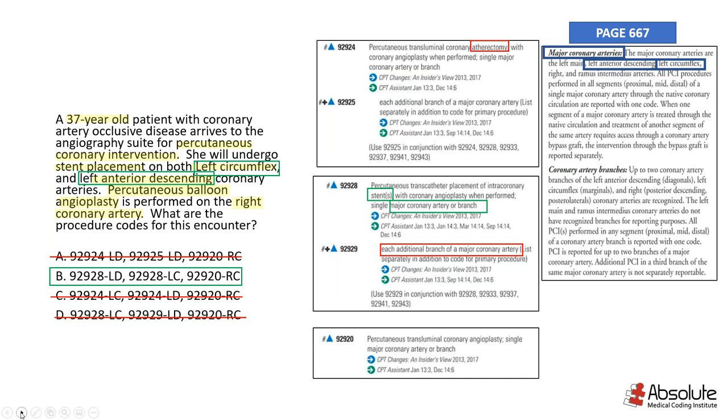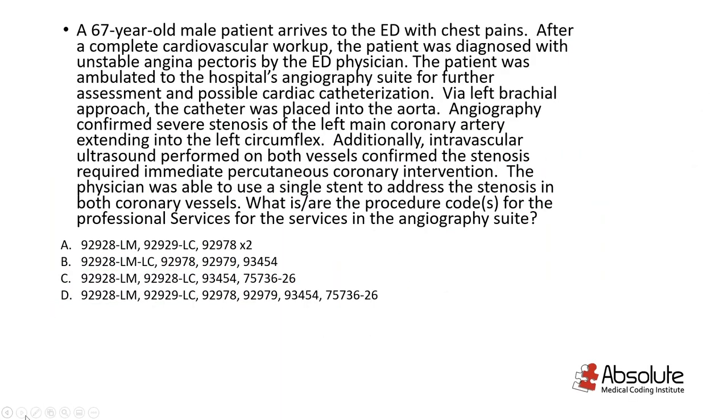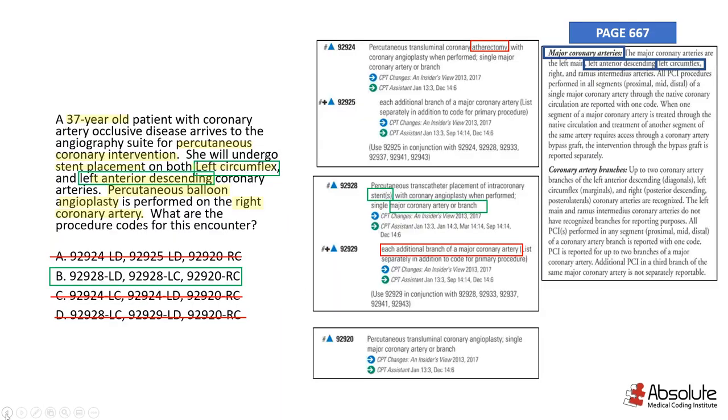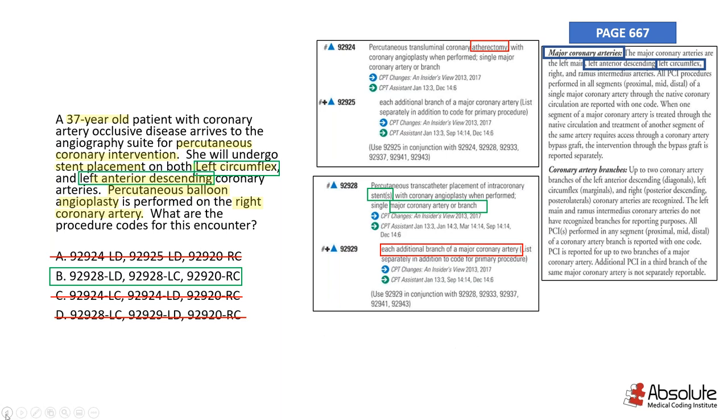Just to verify, 92920 is, oh, I'm sorry, I advanced too quickly. 92920 is the percutaneous transluminal angioplasty on a single major coronary artery or branch. That is what happened on the right coronary artery. So we have verified that B is the correct series of codes. And we know that stents are more complex than angioplasties, so these are sequenced properly also.